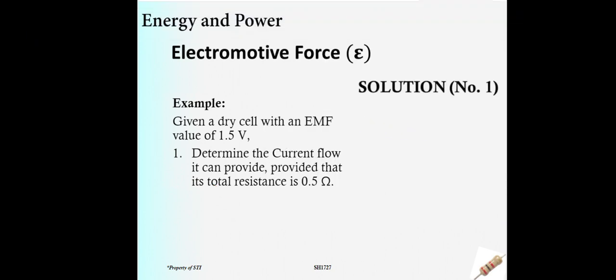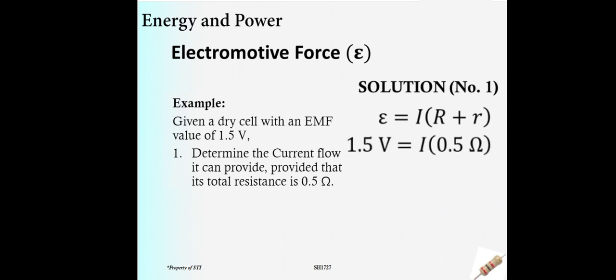So, the formula that we can use for this one is simply epsilon is equal to I times (R plus r), or current times external resistance plus internal resistance. And we know that epsilon or the EMF is 1.5 and the total resistance is 0.5. So we just simply substitute dyan, no? And then derive natin ang formula para malaman natin yung value ng I. And that is equal to current or I is equal to 1.5 volts divided by 0.5 ohms. And simplifying this one, we could get 3 amperes. Okay? 3 amperes.